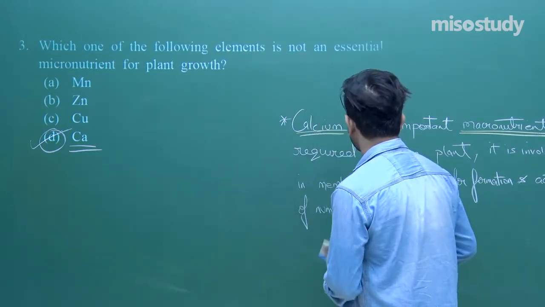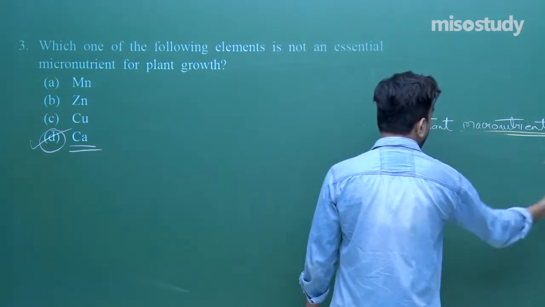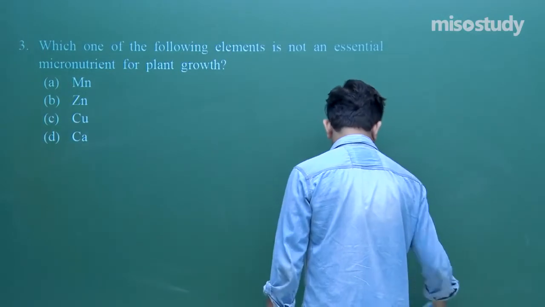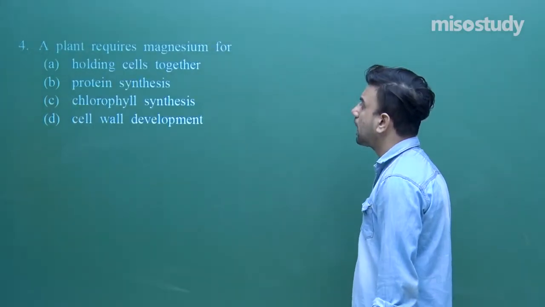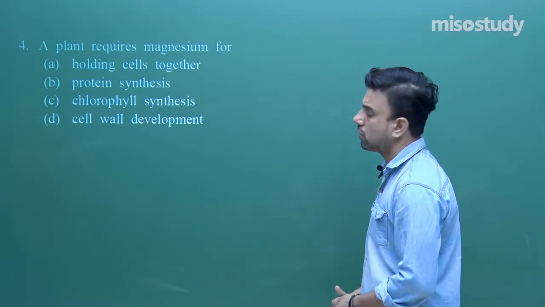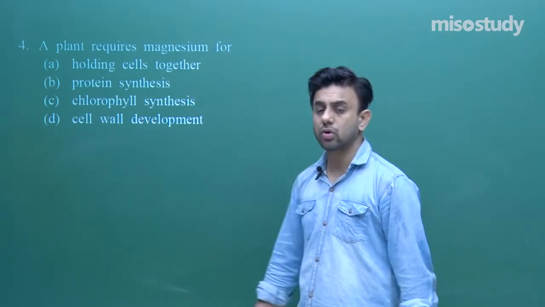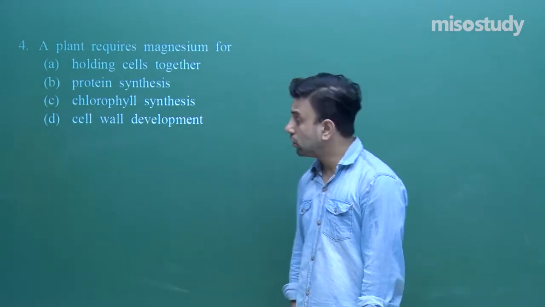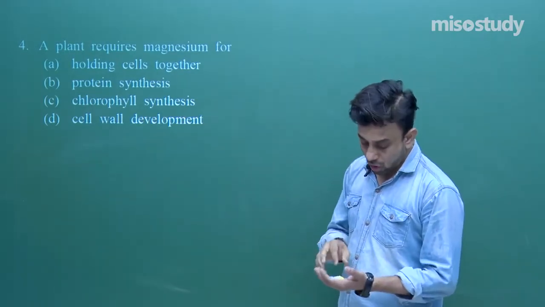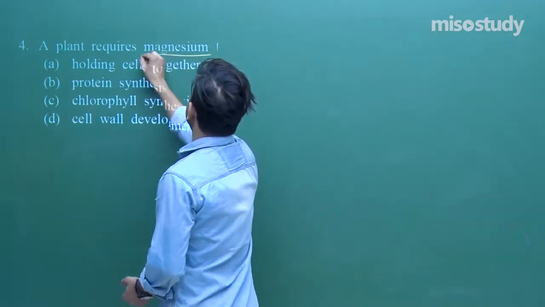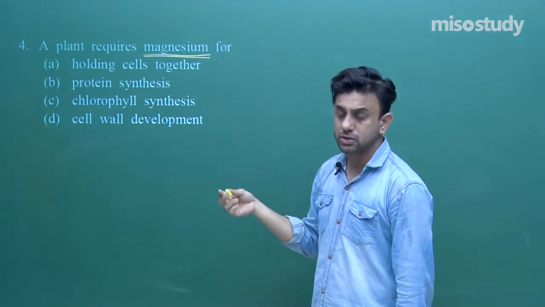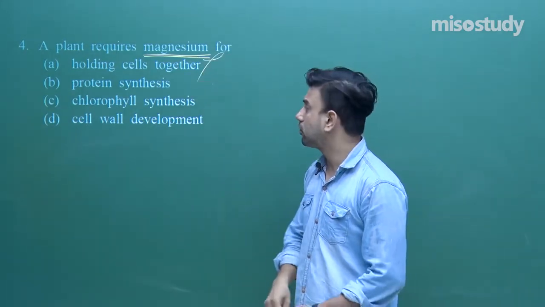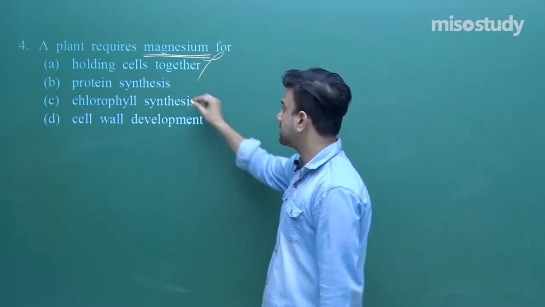Okay, we'll talk about the next question. A plant requires magnesium for, yes, magnesium is also an important constituent of the plant, required for various things. But for this we have to know all the functions of magnesium. So in these types of questions, it's better to take each option one by one. Holding cells together, not really required by magnesium. Protein synthesis, we do not need this.